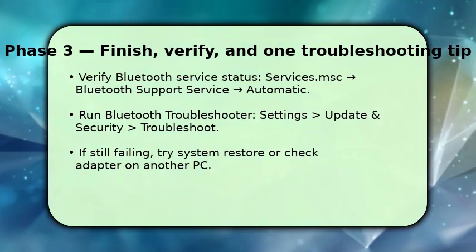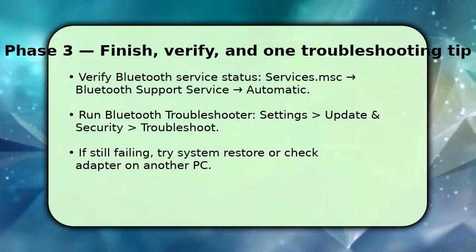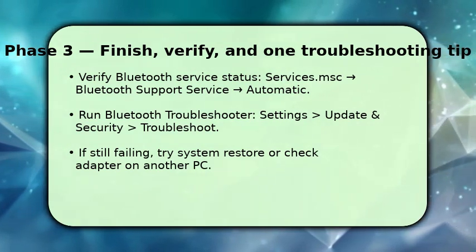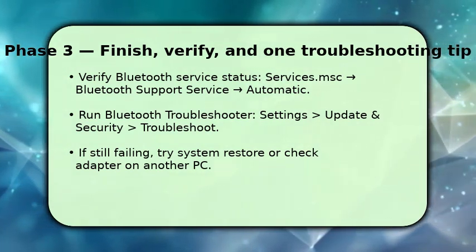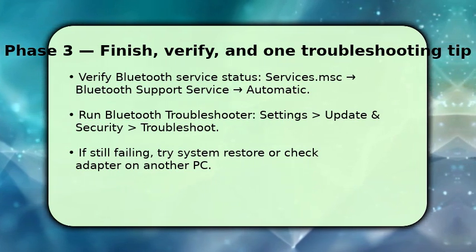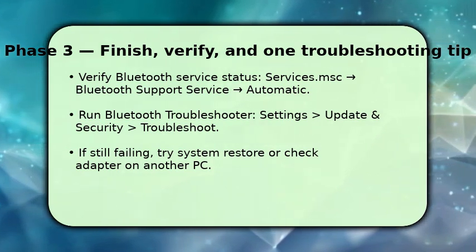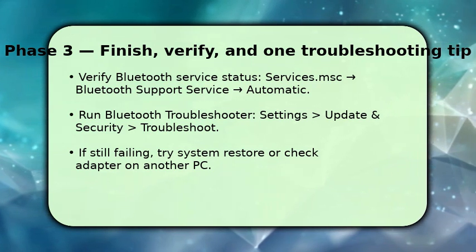After reboot, ensure Bluetooth support service is set to automatic and running so the stack initializes. Then pair a device to confirm functionality and run Windows Bluetooth Troubleshooter if pairing fails. It fixes common configuration issues.